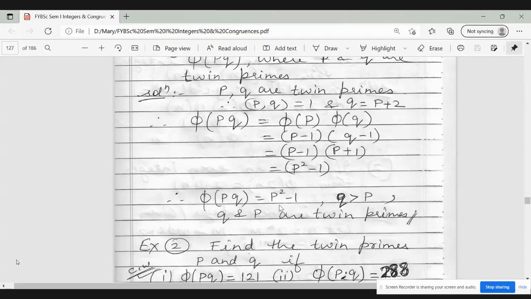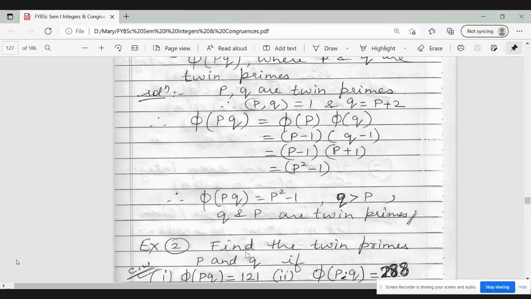So understood this now? Suppose, I think one example earlier we had done, 1949 and 1951, na? 1949 and 1951 are primes and they are twin primes. So phi of 1949 into 1951 will be 1949 square minus 1. The smaller prime you have to write.